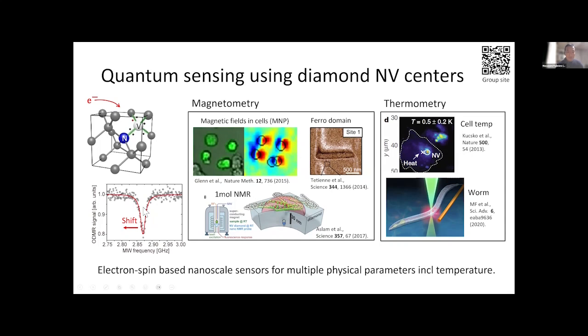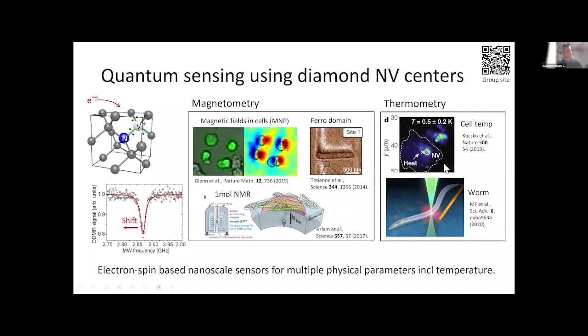And if you apply a magnetic field, the spin resonance is split by the Zeeman splitting, so you can read the magnetic field around these diamonds or NV centers. You can use this, for example, for visualization of magnetic fields, and people are also working on single molecule NMR. I'm working on temperature measurement by detecting the shift of these resonance peaks.